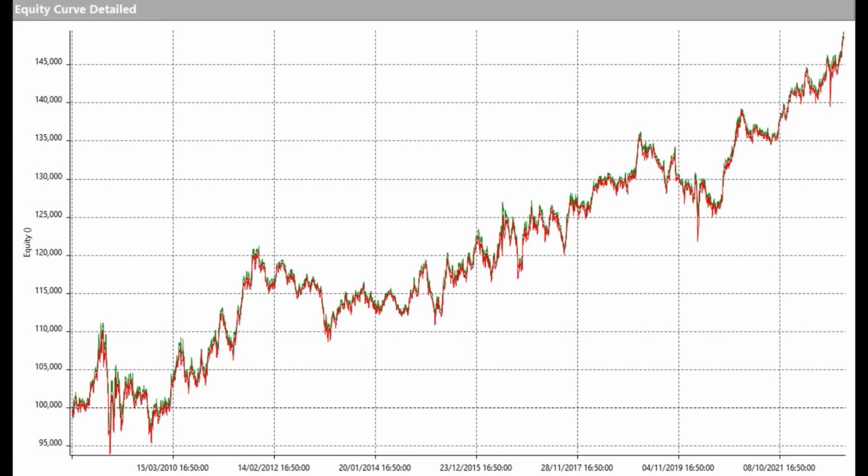In this video, I'm going to demonstrate an easy to follow mean reversion trading strategy which uses no indicators. Here's what the equity curve looks like for the backtest over the past 16.5 years. I'm going to show you the exact entry and the exit rules for this strategy.